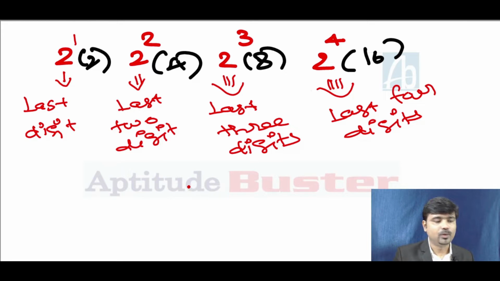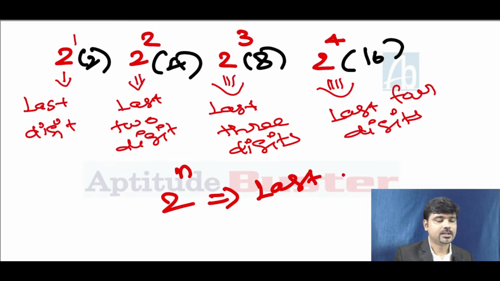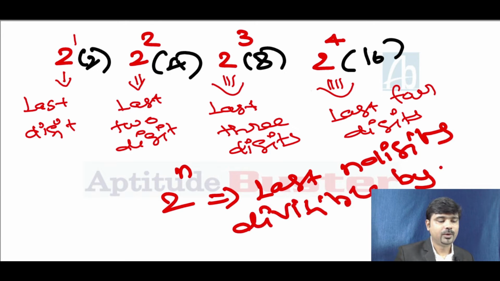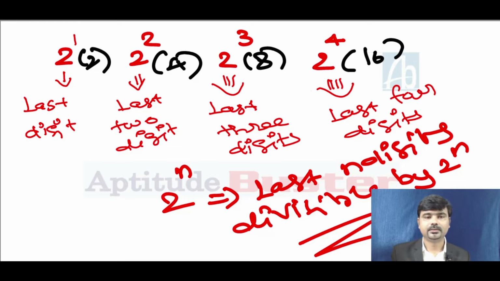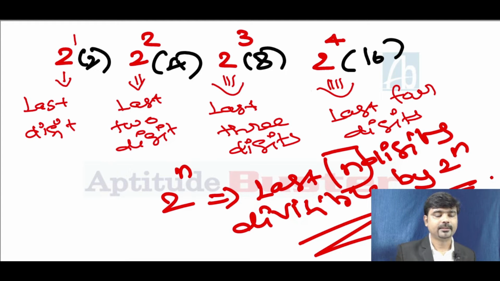Even if I ask you 2 power n, the last n digits should be divisible by 2 power n. That's very simple. What's the divisibility rule for 2 power n? That's nothing but the last n digits should be divisible by 2 power n. Have you understood the divisibility rule for 2, 4, 8 and 16?